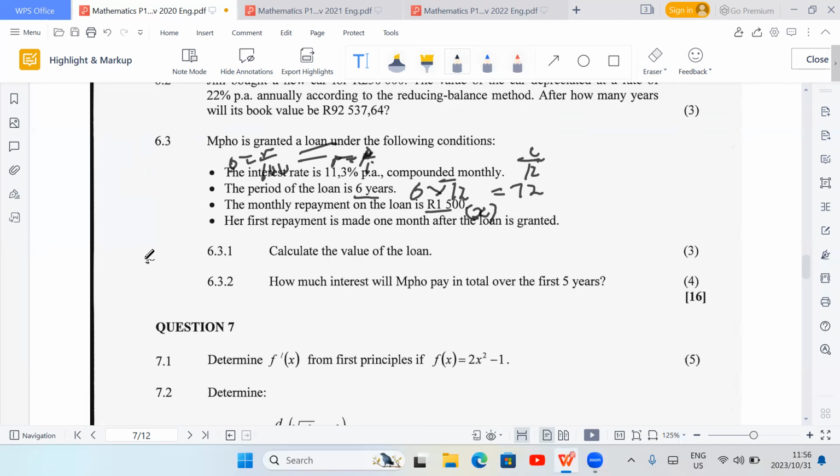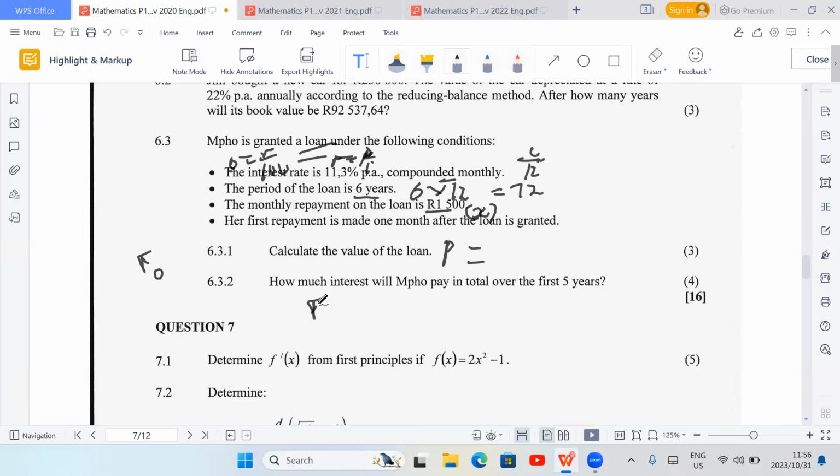So you know that you have to start your investment at T0, not at T1, right? Then calculate the value of the loan, obviously 3 marks. So you have to use your present value formula, which is given in the formula sheet. Then how much interest will Mpo pay in total over the first 5 years?